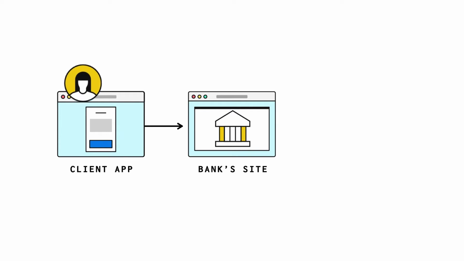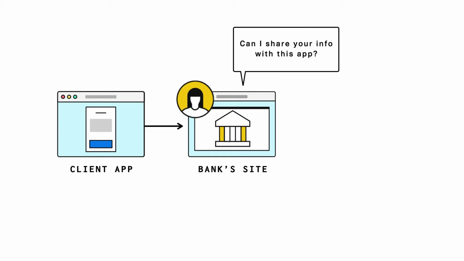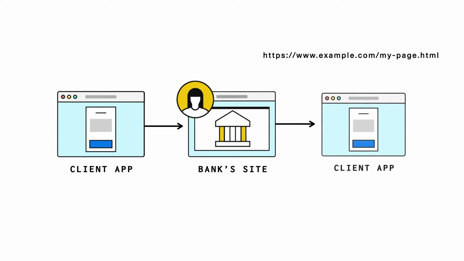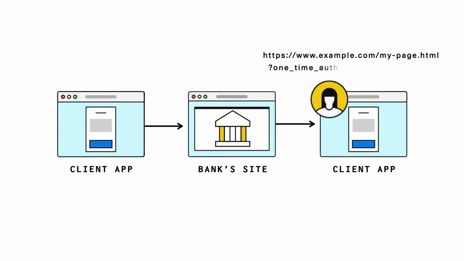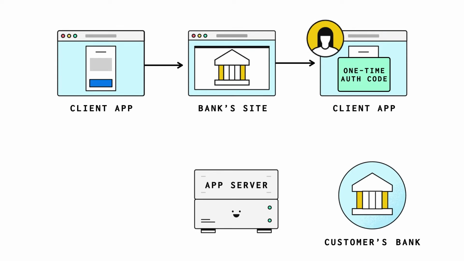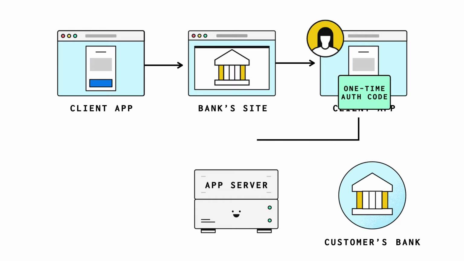The bank will then ask their user to sign in, if they're not already, and then ask them to grant you permission to view their data. Assuming your user says yes, the bank will redirect them back to the redirect URL that you provided, and attached to this URL will be a one-time password, sometimes called an auth code. Your app can then take that code and exchange it for an access token.